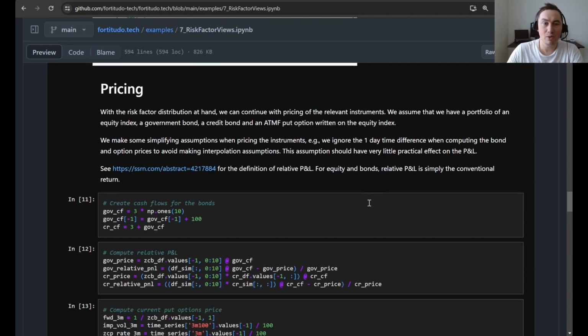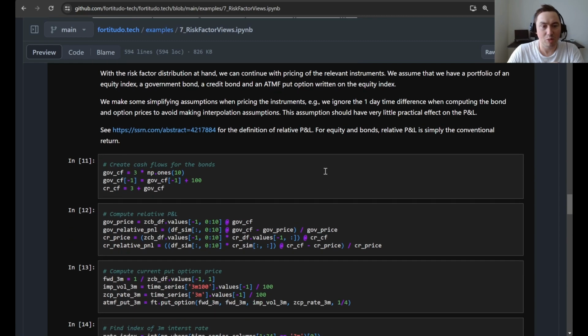Alright, so now we have our risk factor simulations at hand, and now we want to price some assets. So in this case, we assume that we can invest in the equity index, that we have a zero coupon bond, and that we have some credit bond, and finally that we have a put option written on the equity index. So here for the pricing, a lot of things happen. There's no way for you to go through all the details to see what you understand.